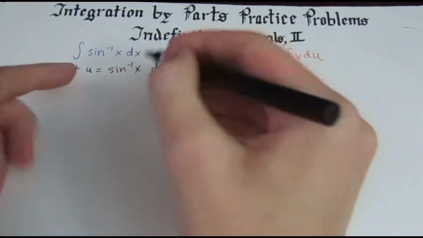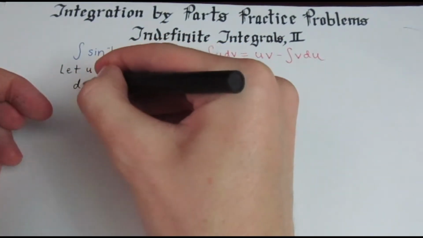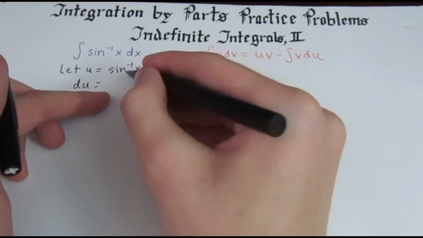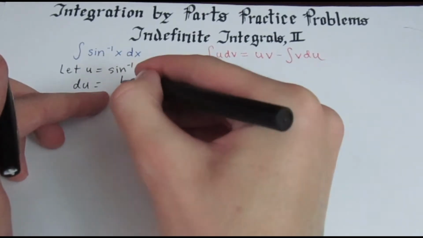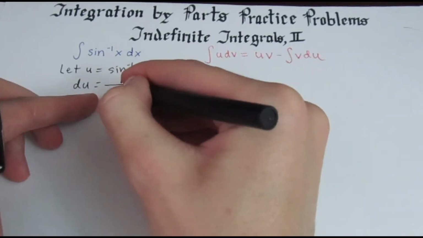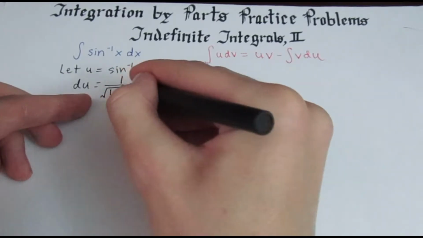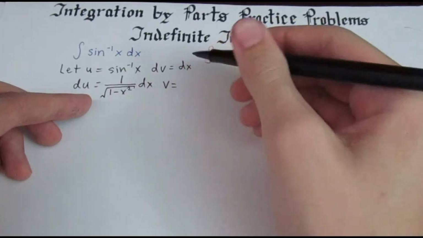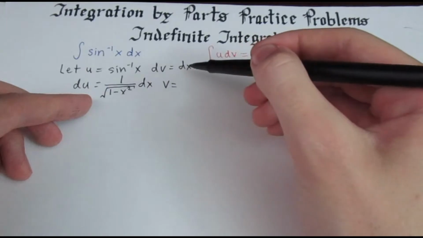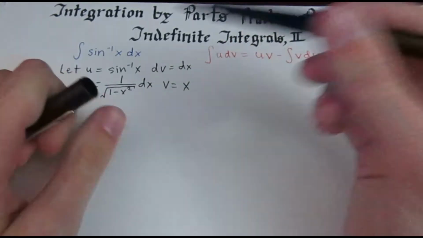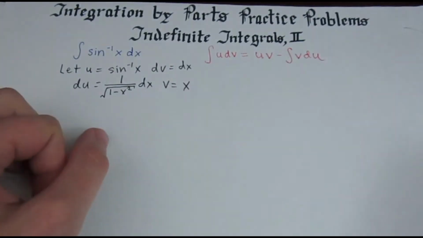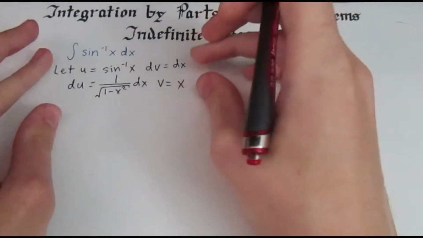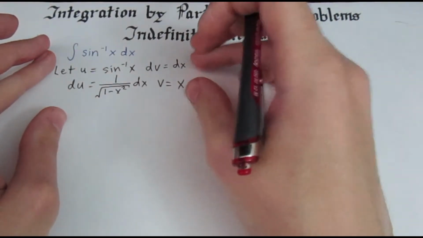Now we differentiate our u, we call it du, and if we remember from Calc 1, the derivative of sine inverse is going to be 1 over radical 1 minus x squared dx. Our v is going to be the integral of dx, and the integral of dx is just going to be x. Now, recall from part 1 of this tutorial, try to always set it up like this because it will be easy to visually see.